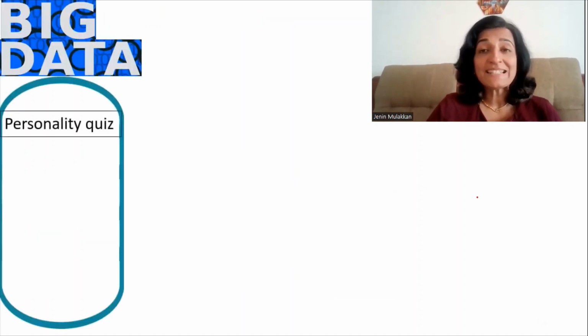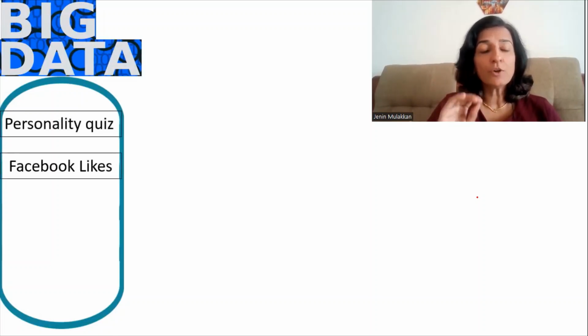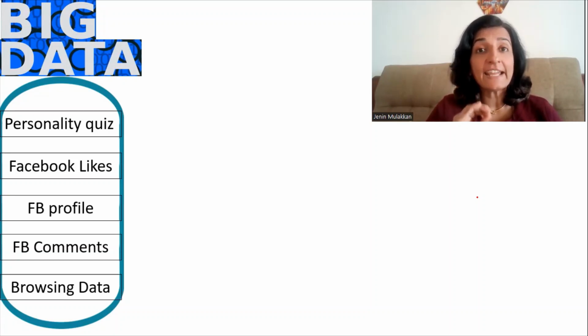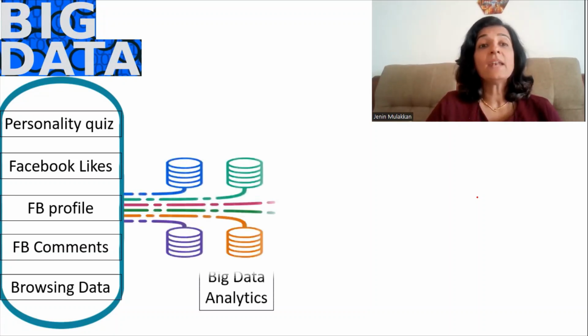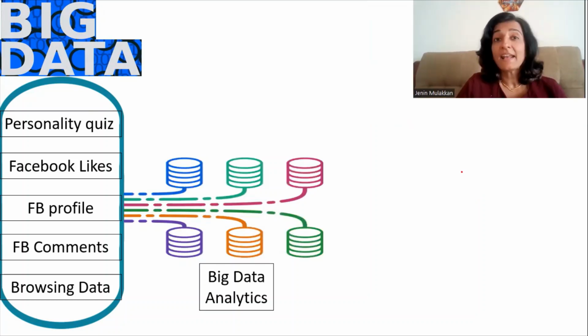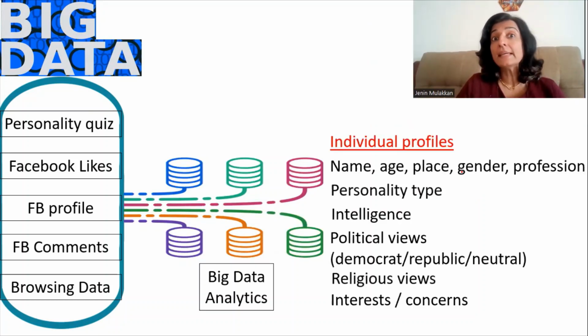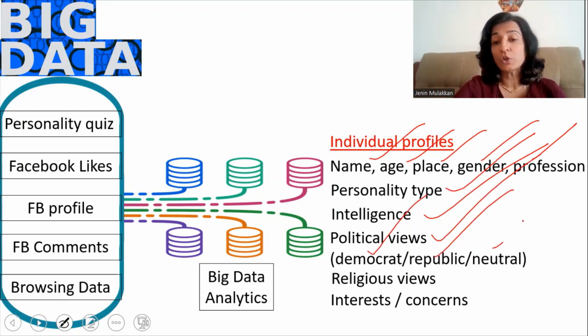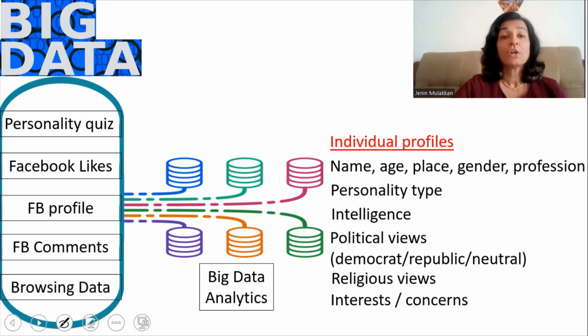Now I will show you what is happening in the back end when the accept button was clicked. Your personality quiz results, along with your Facebook likes, your Facebook profile, your Facebook comments, your browsing data, everything is getting collected as big data. And big data analytics is being done and individual profiles are being created, which includes your name, age, place, gender, profession, your personality type, your intelligence level, your political views, whether you favor the Democrats or the Republicans or you're neutral, your religious views, your interests or your concerns or your apprehensions.